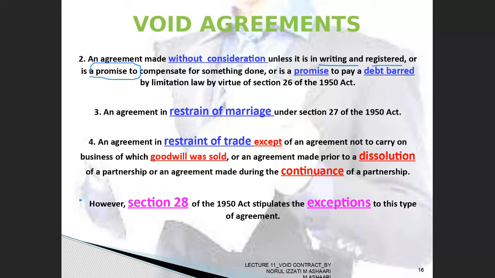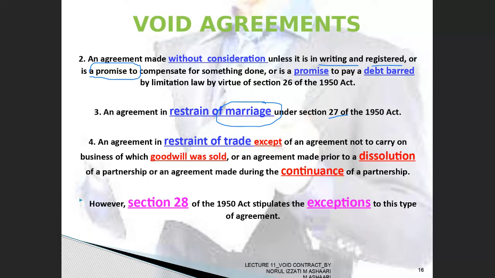Number three, an agreement in restraint of marriage under section 37. This is considered illegal. You cannot restrain a person from marriage unless the person is underage. If the person is 18 years old and above, there is no issue. Okay, and number four, an agreement in restraint of trade.